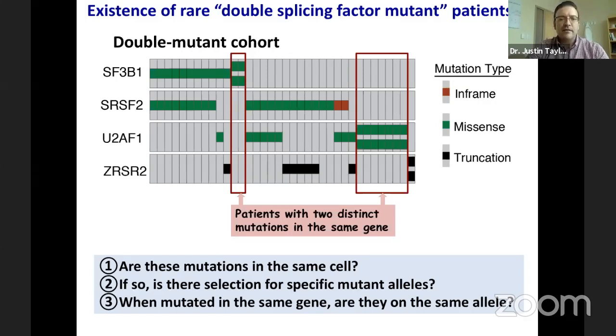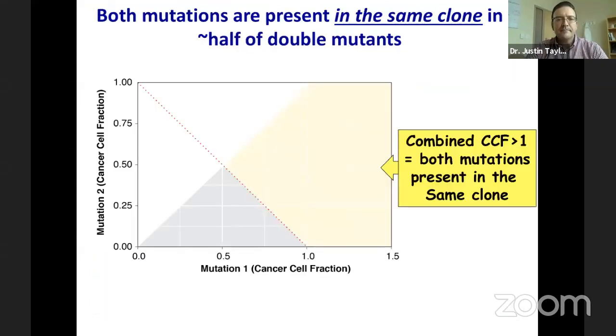And so again, our main question was whether these are mutations occurring in the same cell. Were there specific mutant alleles that are selected for within these double mutant cohorts? And then in these patients that have 2 distinct mutations in the same gene, are they on the same allele?